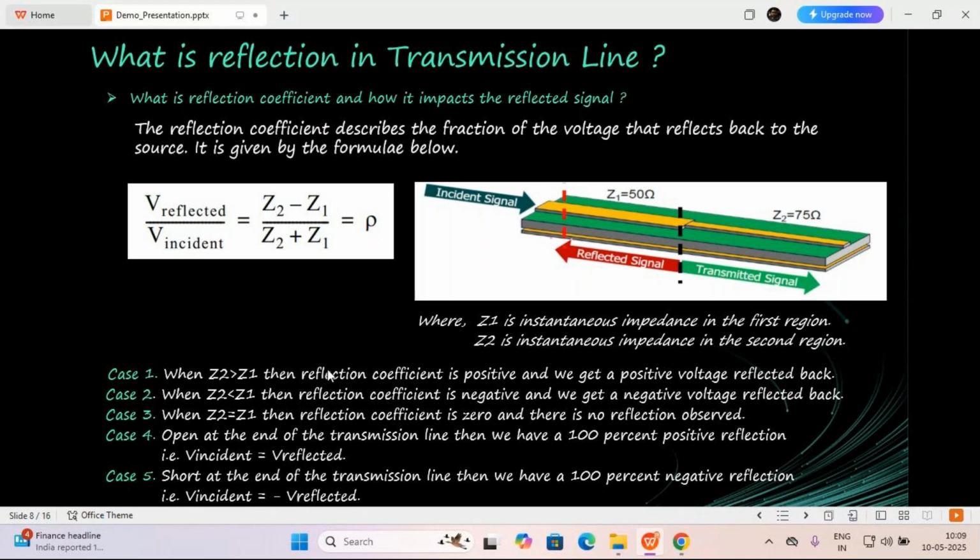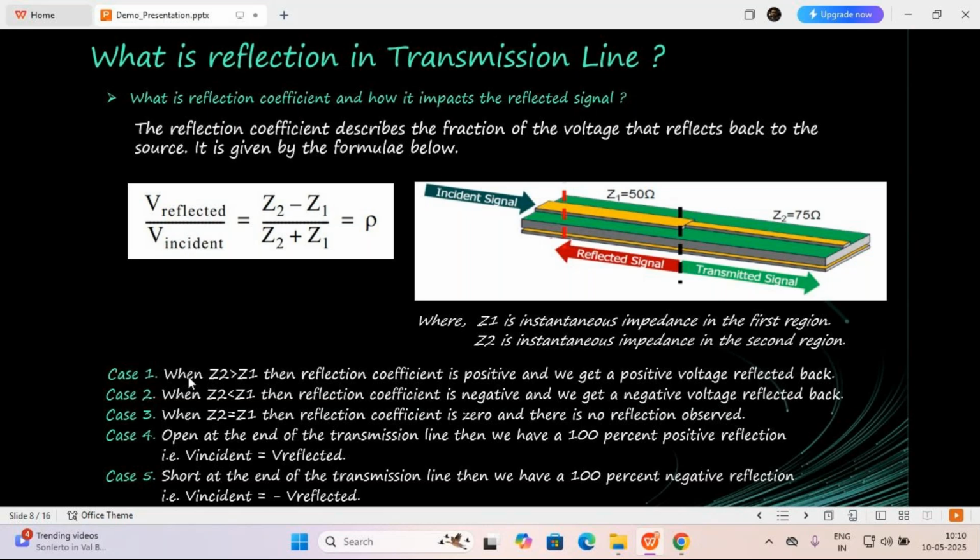In that case, the reflection coefficient is a positive value, and we will get a positive voltage reflected back. Okay. So a positive value of voltage will get reflected back, and it will get added to the incident signal. And in case Z2 is less than Z1, we will reverse it. For example, the Z2 trace is thicker compared to the Z1 trace. In that case, Z2 will be less than Z1, and we have a negative voltage reflected back. So instead of 3.3 volt, the 3.3 volt will get brought down by the negative voltage which is reflecting back from the receiver.